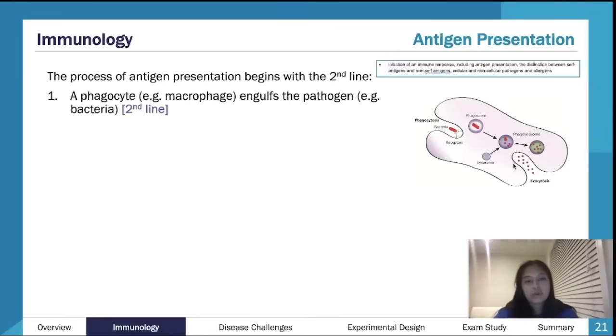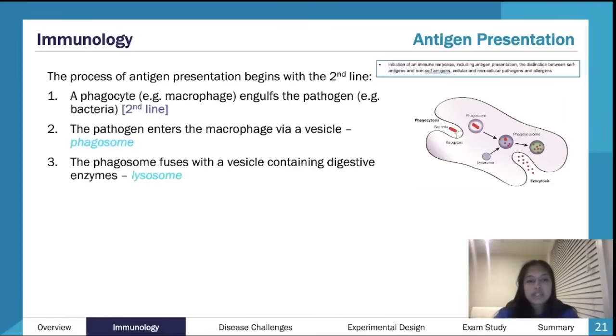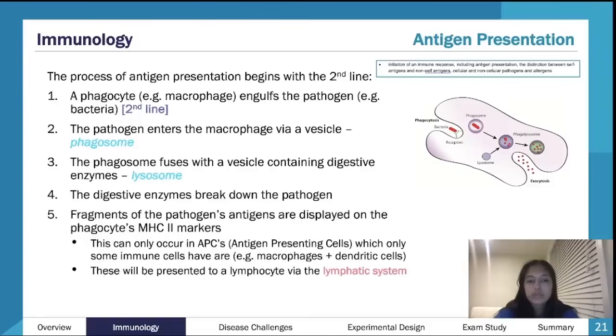So it's quite a neat process. This is what we can see here: phagosome, your lysosome. Step 4, you just combine them together. So that's the process of phagocytosis in general.